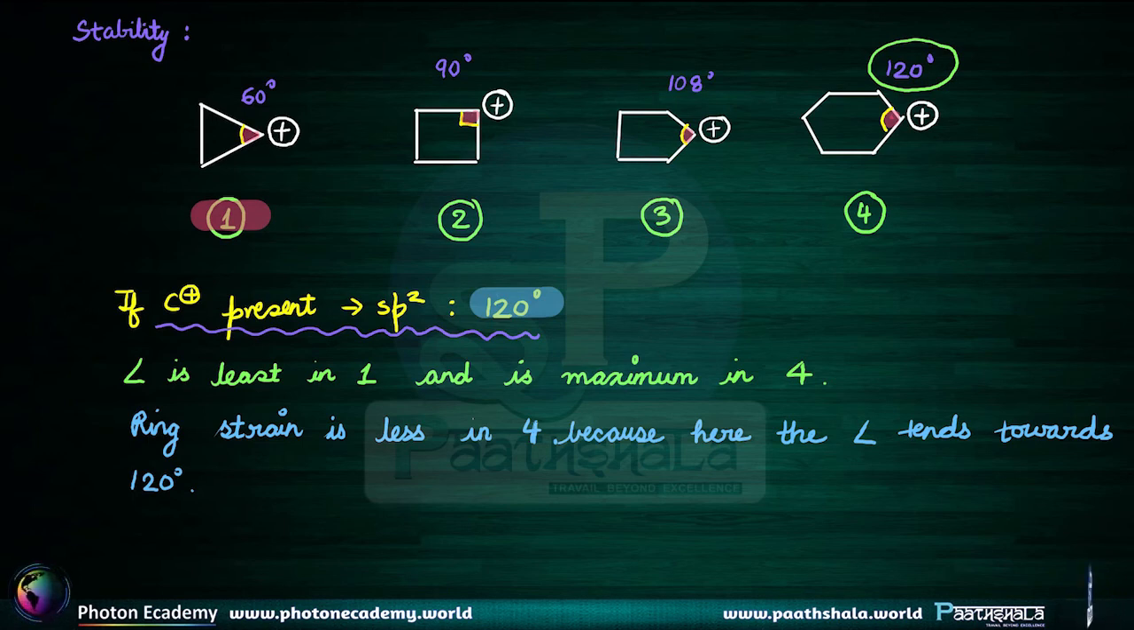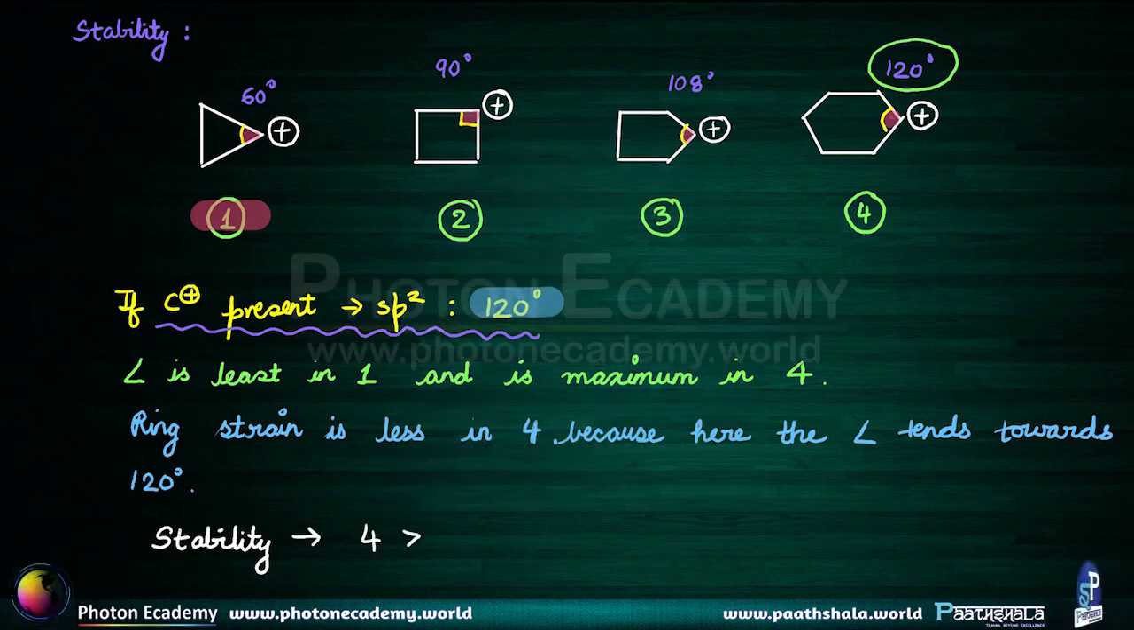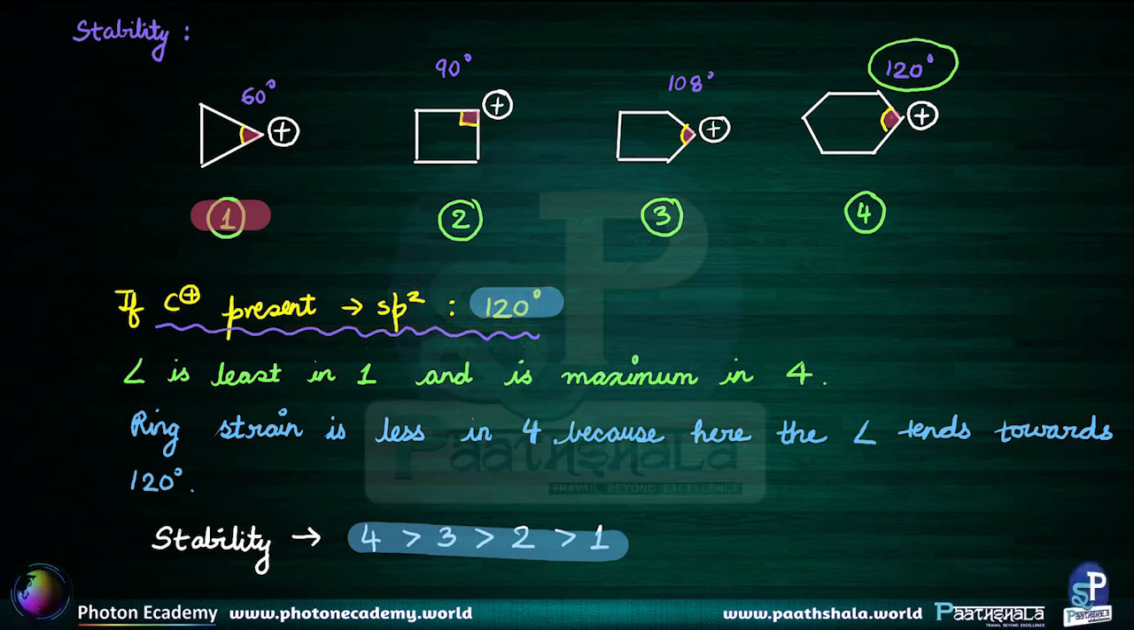So the order of stability, if I write finally: since the ring strain is least in the fourth one, the fourth will be the most stable, followed by the third, followed by the second, followed by the first. So the final order that we wanted is that the order of stability is 4 greater than 3 greater than 2 greater than 1. The greater the bond angle, the less the ring strain and the more the stability. That was the example. Thank you.